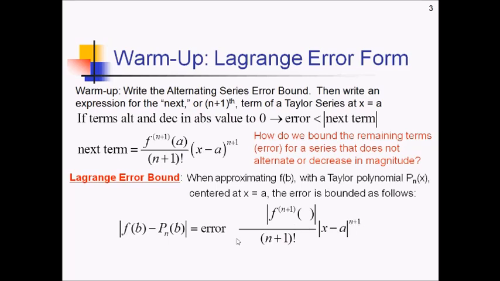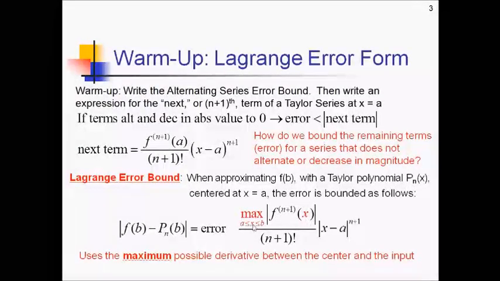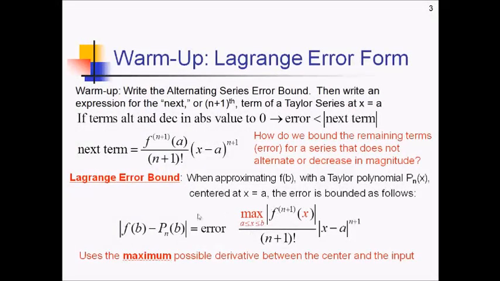But now here's where things are a little bit different. I'm not guaranteed that this by itself bounds the remaining terms. So in order to guarantee that, I'm not going to take the derivative at a. I'm actually going to take the maximum possible derivative between the center, which was a, and this input value of b. So I'm going to say max derivative from a to b of n plus 1th derivative of x. And because I'm also not sure that the error is strictly less than this value, because this is not as predictable as an alternating series, I'm going to do less than or equal to, because this could actually be exactly equal to what I have over here. So this is what we'll be using today.